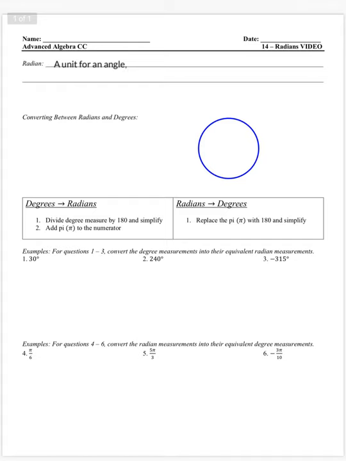So what a radian actually is, is the ratio of the length of the intercepted arc to the length of the radius. Okay, so copy that down. It'll make more sense in a moment. The ratio of the length of the intercepted arc to the length of the radius.